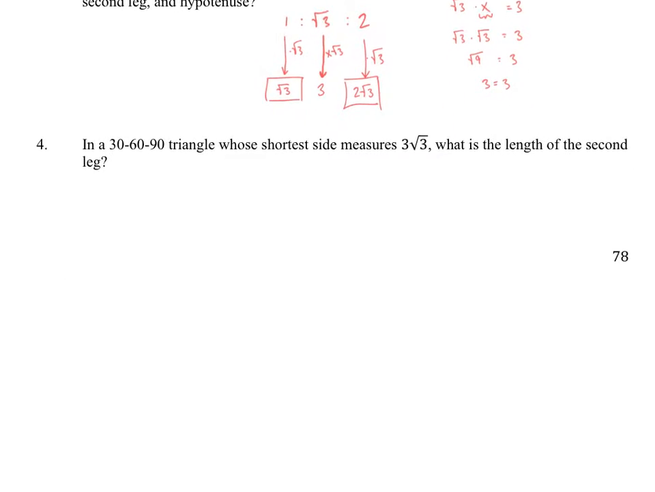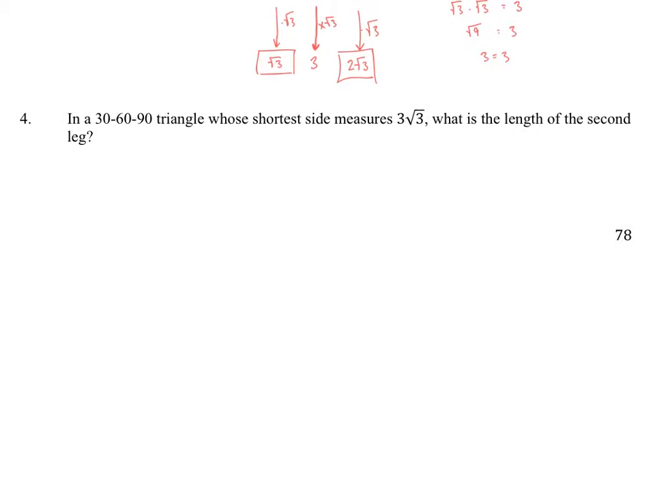In a 30, 60, 90 triangle, whose shortest side measures 3 radical 3. Okay, so we're back here because it's a 30, 60, 90. The shortest side just became a 3 radical 3, which can only happen if you multiplied it by 3 radical 3, right? Because you're starting with a 1. What is the length of the second leg? So I don't even care about this right now. I only care about the second leg.